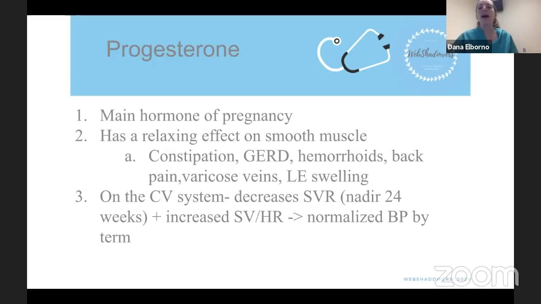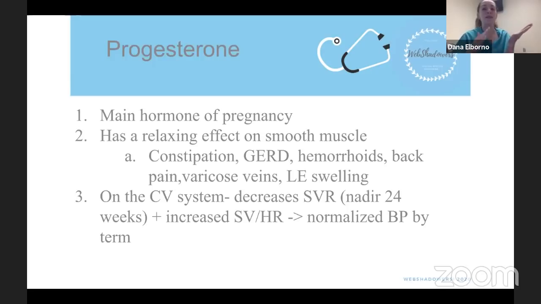On the cardiovascular system, this relaxation effect on smooth muscle is going to decrease your systemic vascular resistance by relaxing all of the vessels and arterioles in your vascular beds.